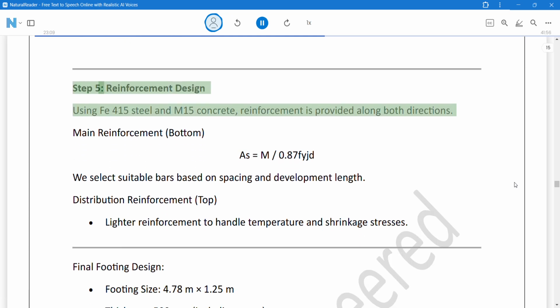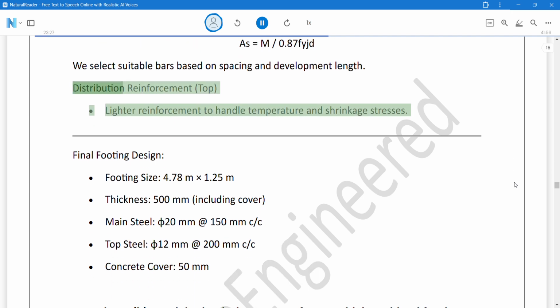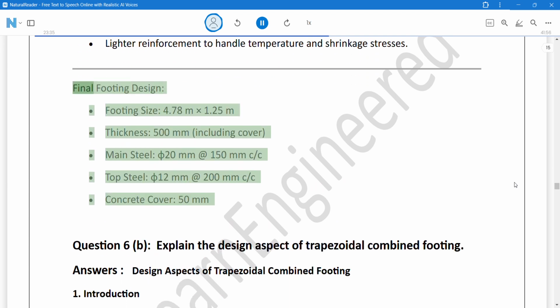Step 5. Reinforcement design using Fe 415 steel and M15 concrete. Reinforcement is provided along both directions. Main reinforcement: Ast equals M/(0.87 fy j d). We select suitable bars based on spacing and development length. Distribution reinforcement, lighter reinforcement, handles temperature and shrinkage stresses.